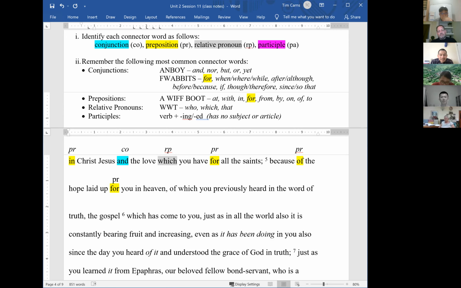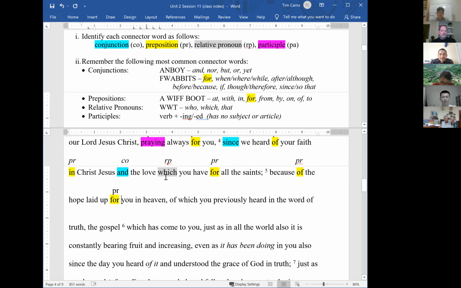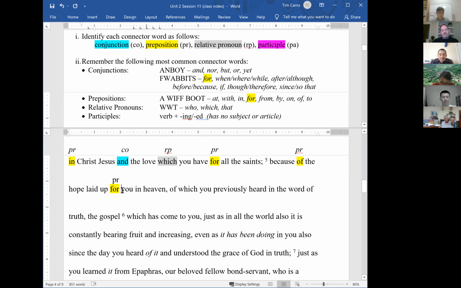If there was some verb after it, hope laid up for. I can't think of one that would fit here. Like in the previous, if there's just a noun, then it's going to be a preposition. If there's a verb here, then you need to think about it. Could be a conjunction, okay? But there's no verb after it, so it's just a preposition. Okay. And in is a preposition. Very good. It's part of a with boot again.